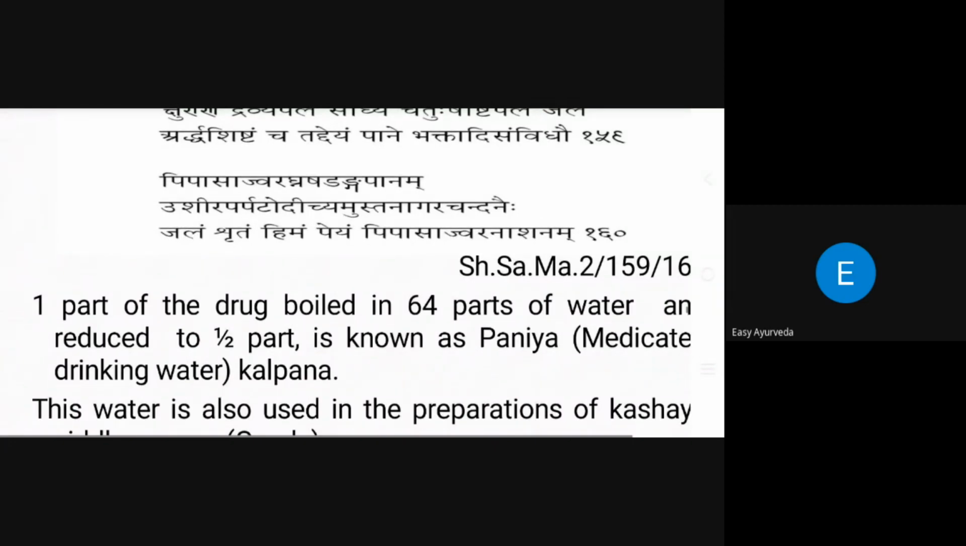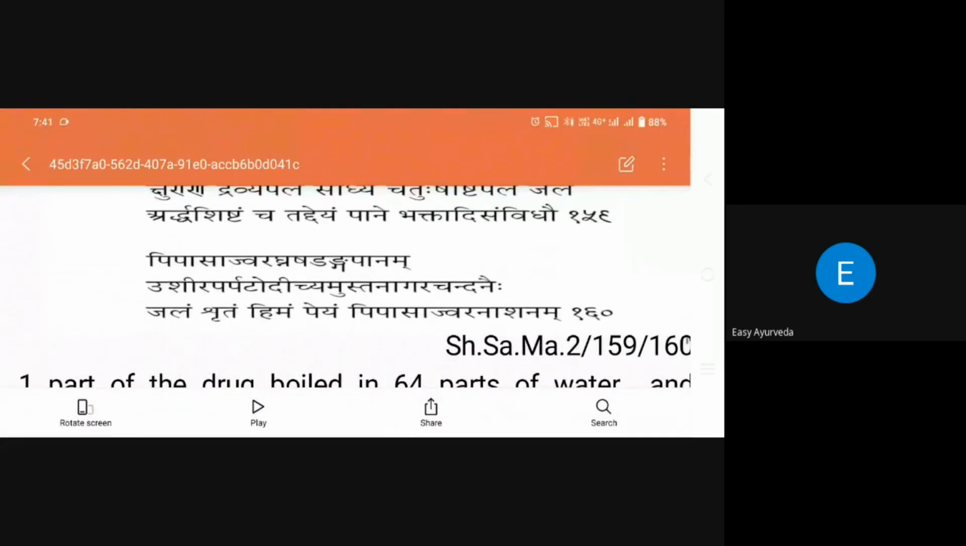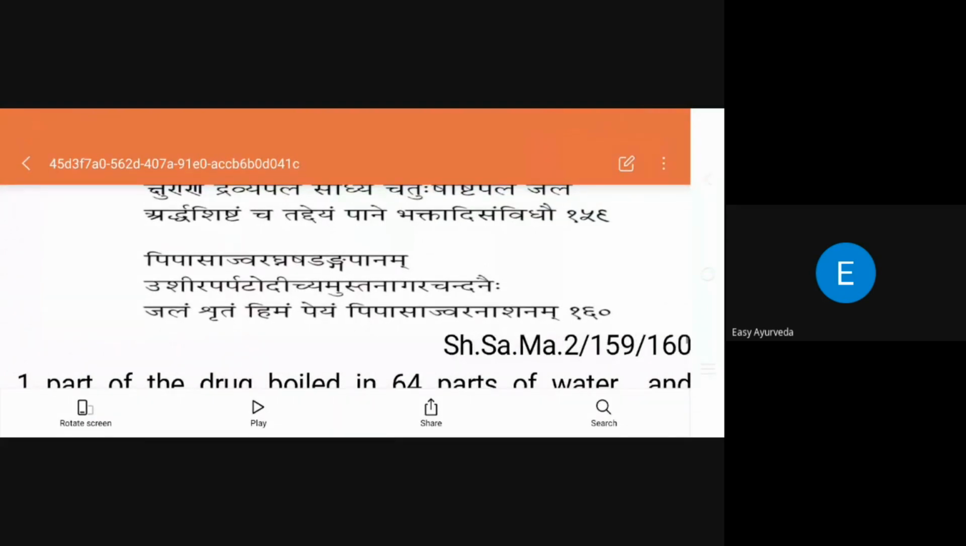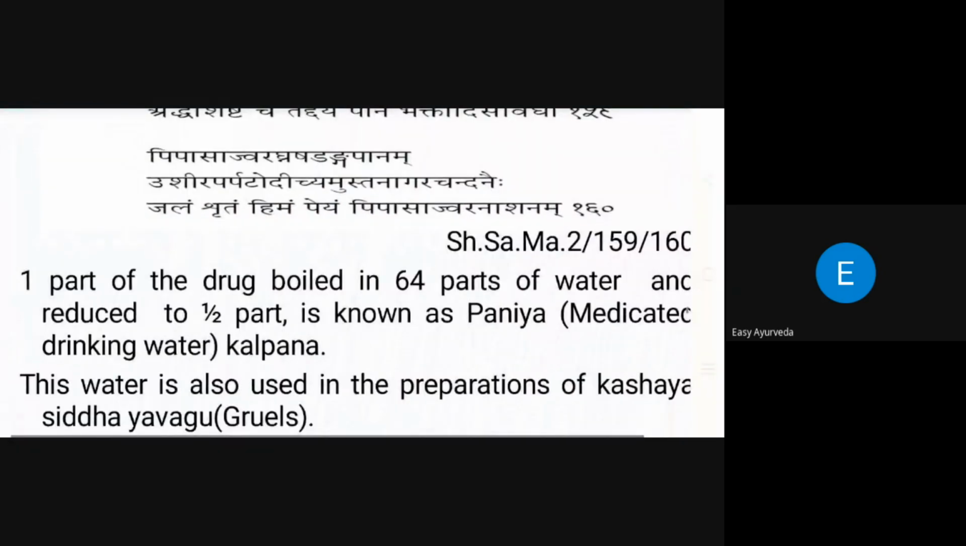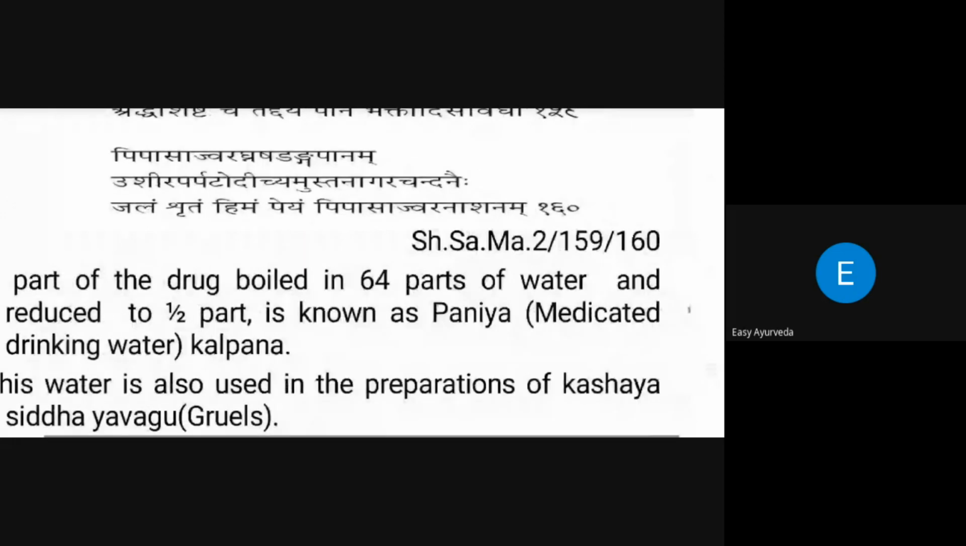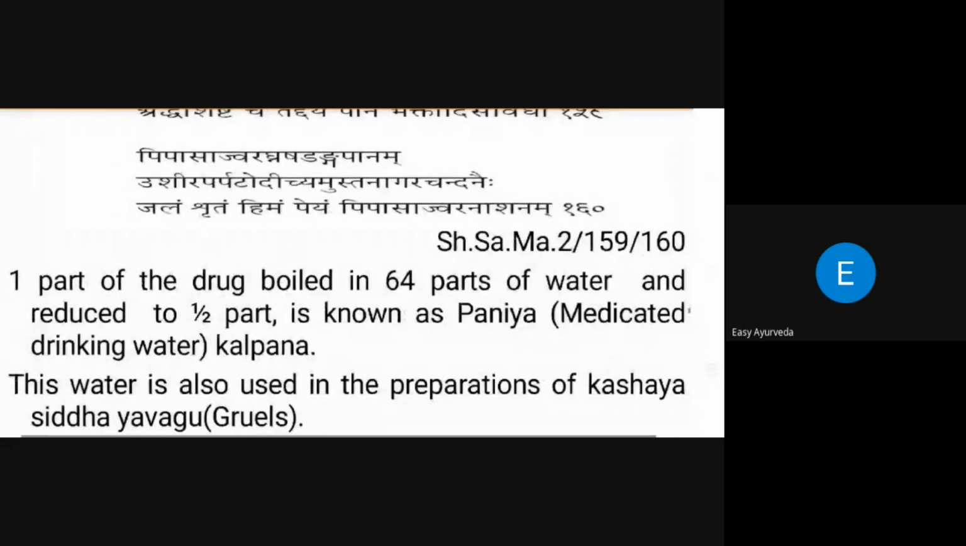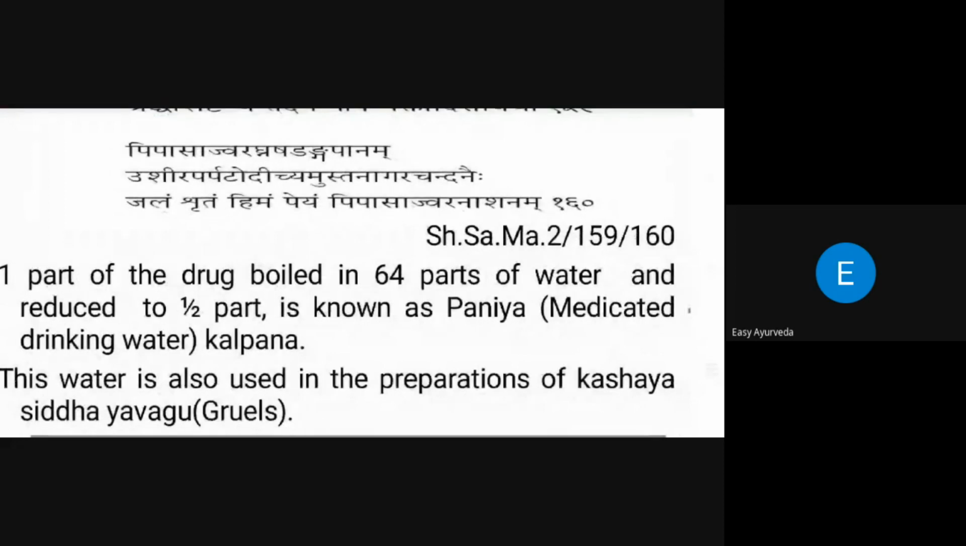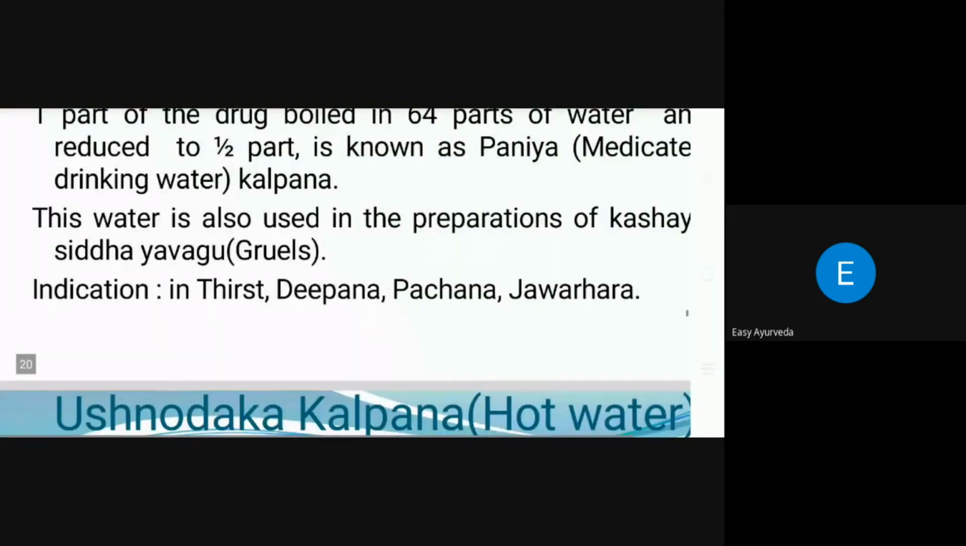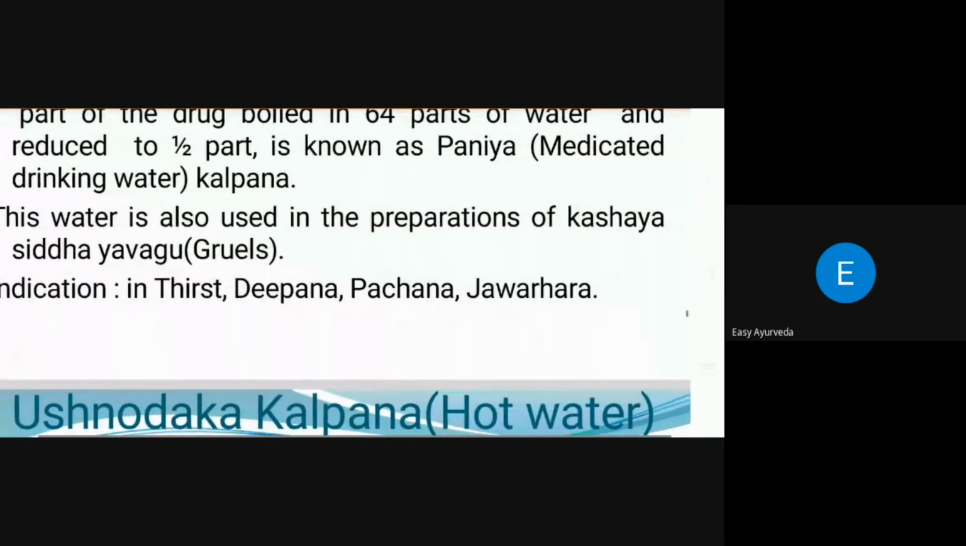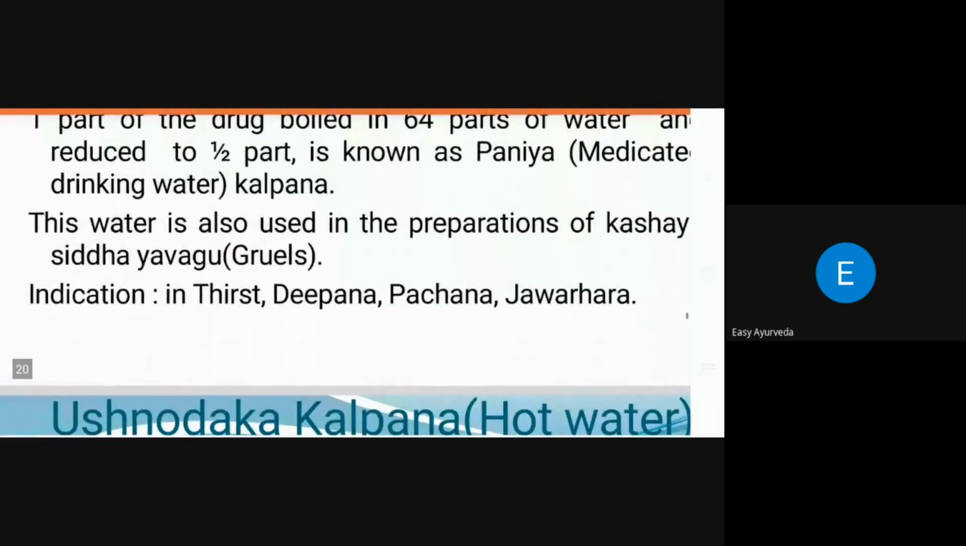Whatever the drug may be, according to the conditions, it can generally be used. One example I am telling is trending in Kerala, where medicated water is given: one part of drug and 16 parts of water are taken and reduced to half. This is known as Paniya Kalpana, or medicated drinking water. This water is used for the preparation of Kashaya Siddha Yavagu, brews. This can also be used.